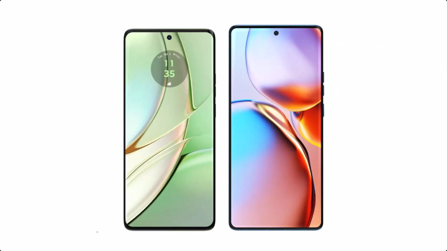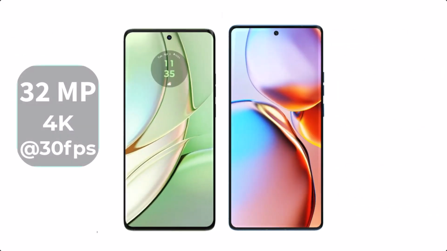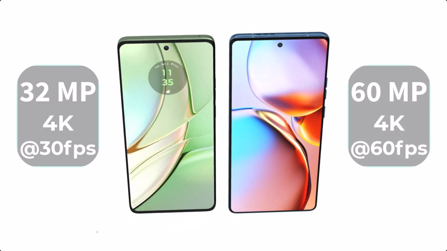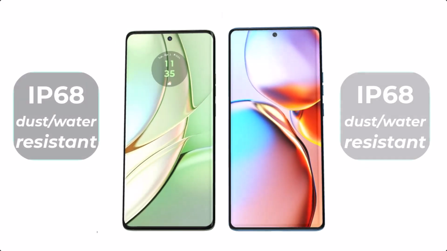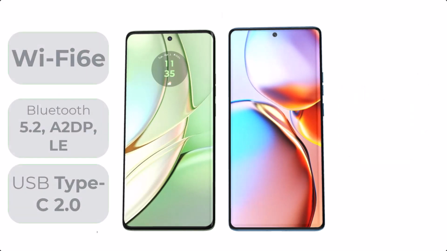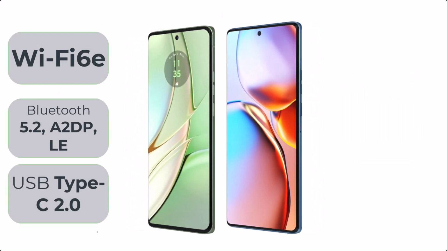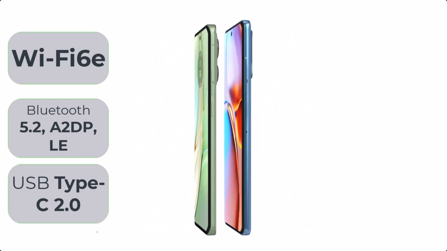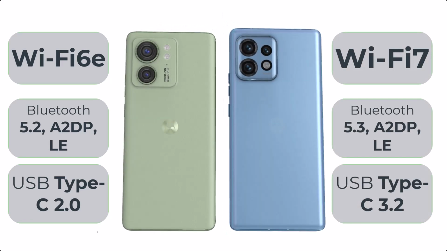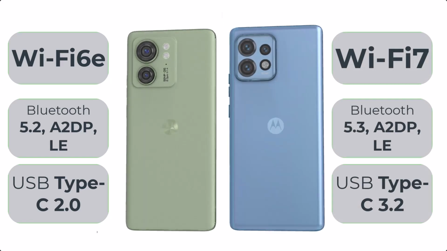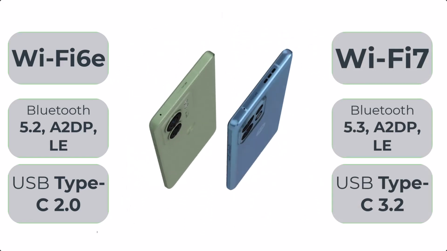The Edge 40 has a front camera of 32 megapixels against 60 megapixels for the Edge 40 Pro. Both smartphones are certified IP68 so water and dust resistant. For the rest, we have Wi-Fi 6E, Bluetooth 5.2 and USB-C 2.0 on the Edge 40. For the Edge 40 Pro, we have Wi-Fi 7, Bluetooth 5.3 and USB-C 3.2.